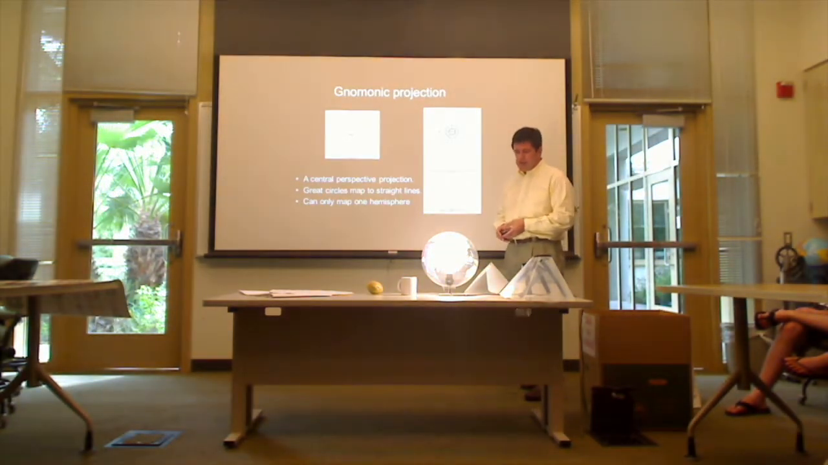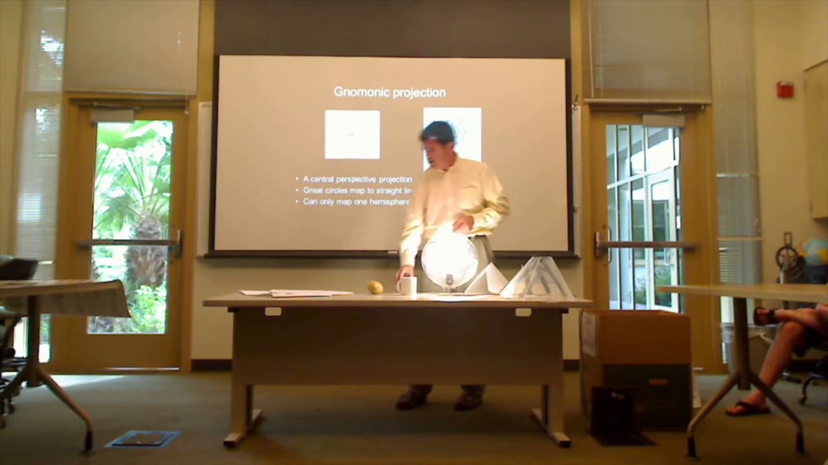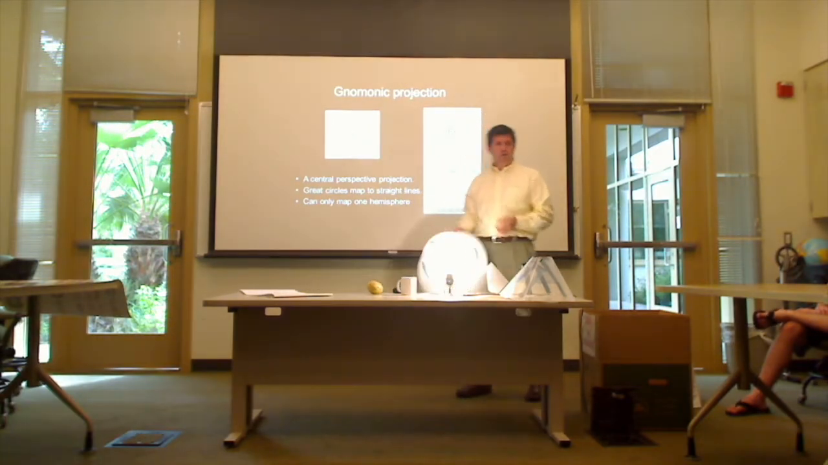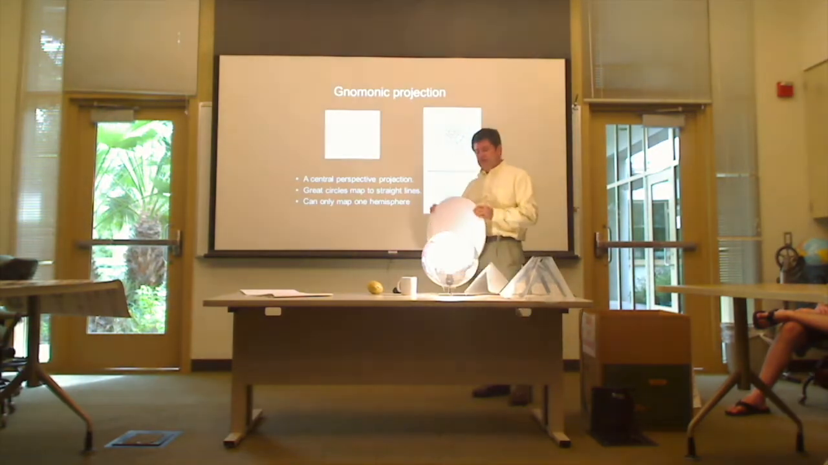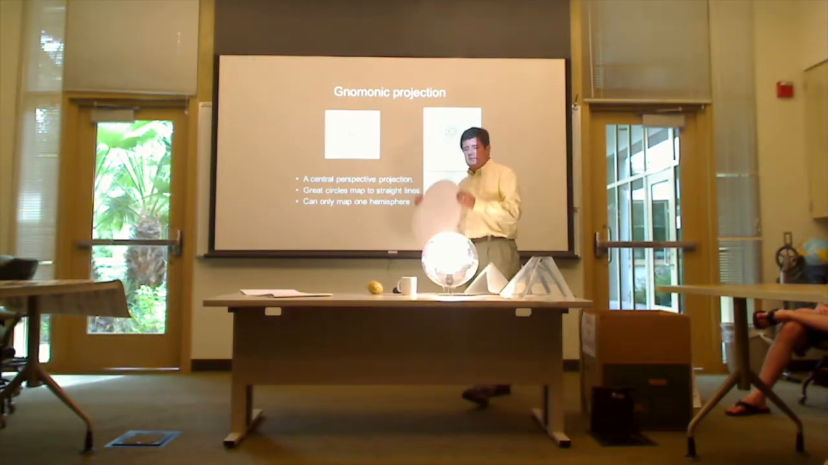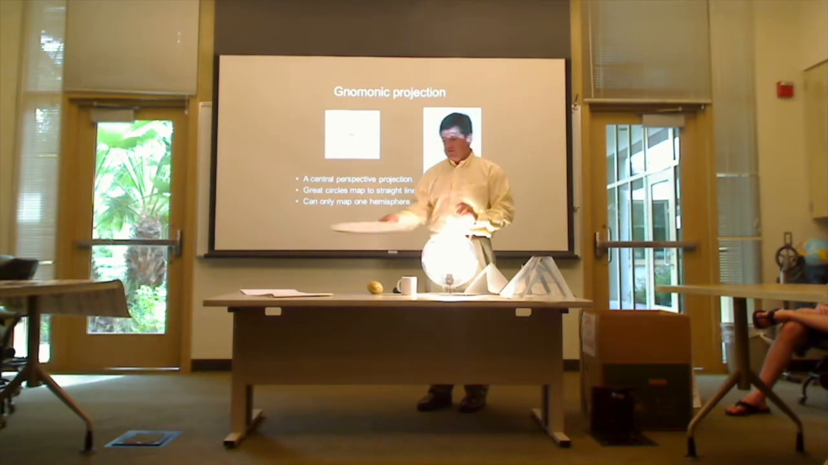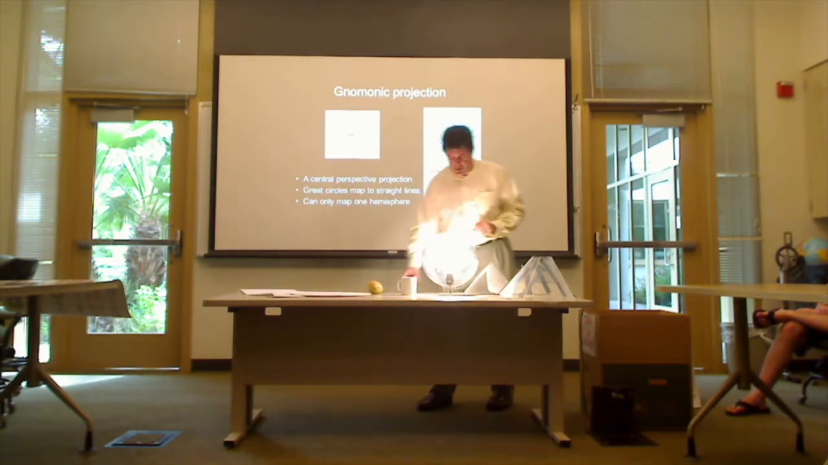The gnomonic projection. Do you remember what's special about the gnomonic? This is the one that has great circles as straight lines. And this is exactly what you get when you have a point source of light in the center of the globe and you project it out onto a plane. You've done a gnomonic projection. So once you've got it in there, any straight line you draw will be following the great circle route.